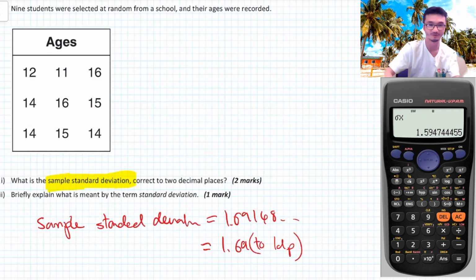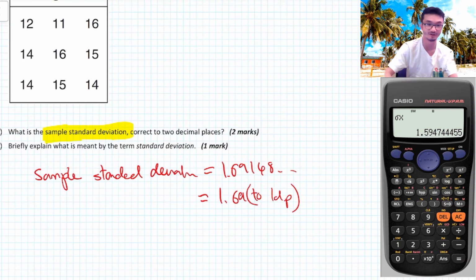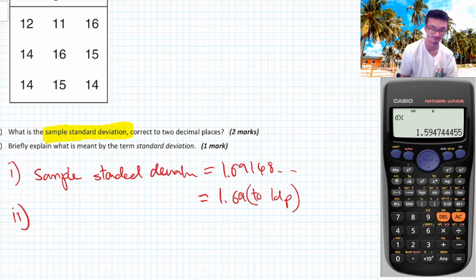All right, so part 2, this is what I mean by sometimes they like to ask these explain questions or definition questions. They like to sneak them in. So for part 2, briefly explain what is meant by the term standard deviation. So notice how it's a brief explanation. They're not looking for an essay.